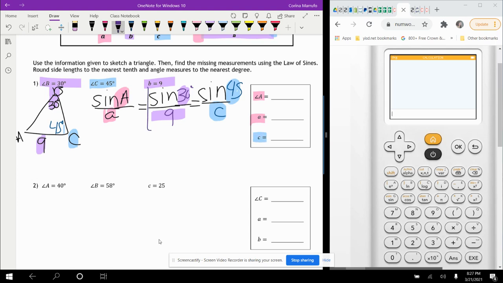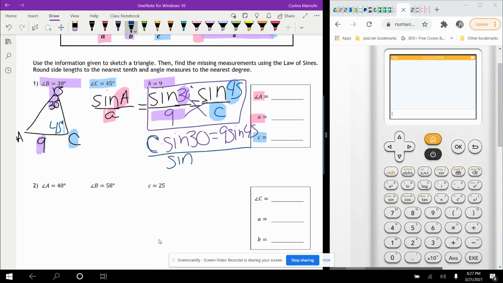I'm going to start off by looking at this little section right here. I am going to cross multiply these. So I get c times sine of 30 degrees equals 9 times sine of 45. Once I do that, we're looking for little c, so to solve for little c, I'm going to divide both sides by sine of 30 to get little c by itself.